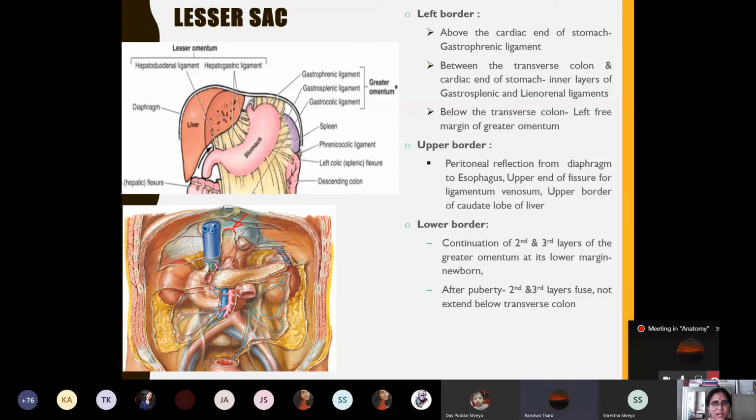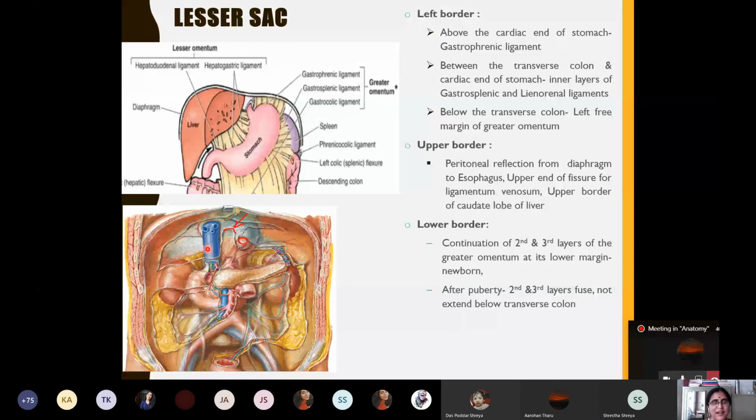Upper border. Yes, the upper border of the lesser sac is formed by the reflection of the peritoneum from the diaphragm along the left side. What is this? Diaphragm to esophagus, very good, and diaphragm to which lobe of the liver lies here? Caudate lobe. Yes, caudate lobe of the liver.